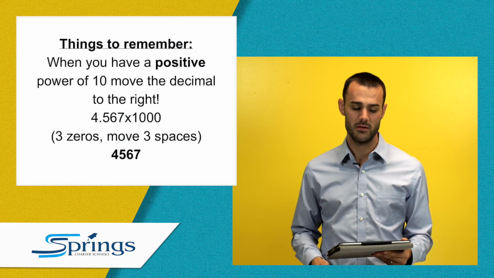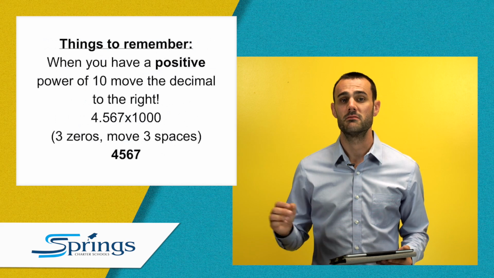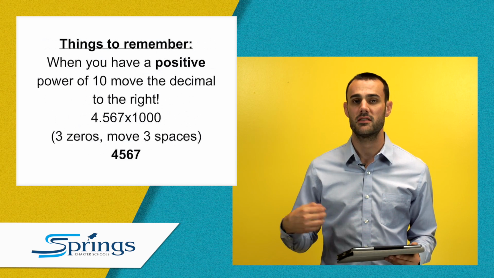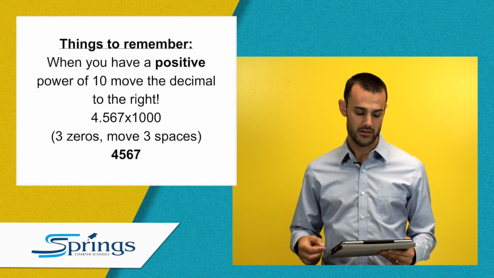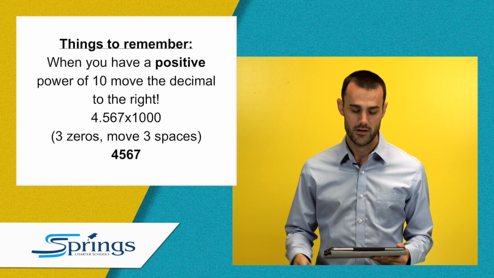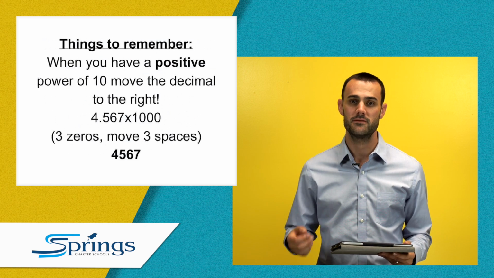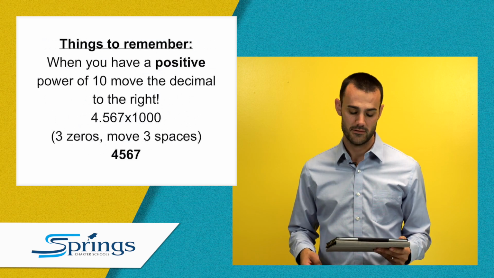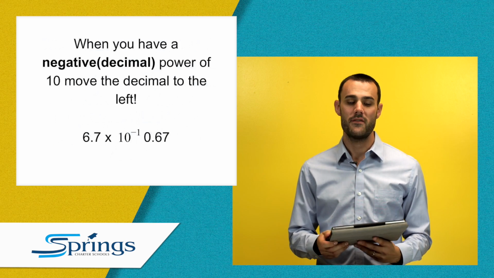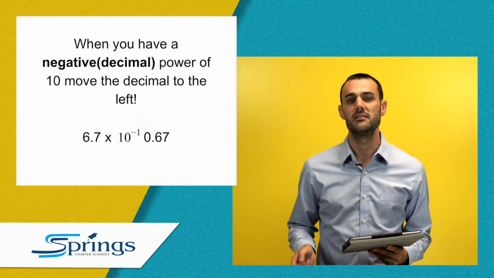So some things to remember. When you have a positive power of 10, we're going to move the decimal place to the right. In our example here, we have 4.567 times 1,000. Now I could also have written this as 4.567 times 10 to the third power. Those 3 zeros, or that third power, tell me to move the decimal 3 spaces. So we get a final answer of 4,567.